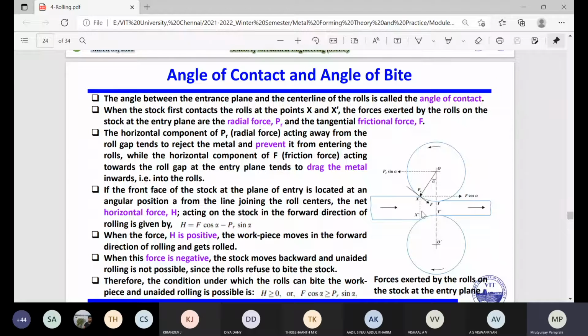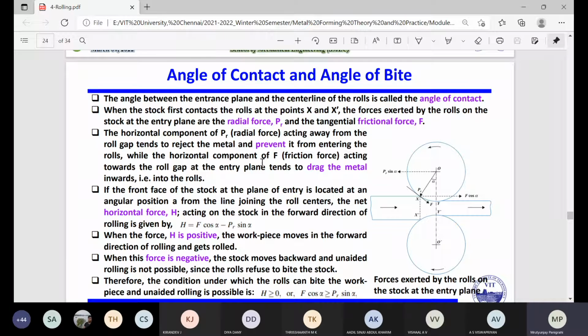So initially, the system will behave in a way that creates some friction, or a parallel force here, so that it will reject the material. That means it will not allow the material to pass there. It will prevent it from entering the rolls.